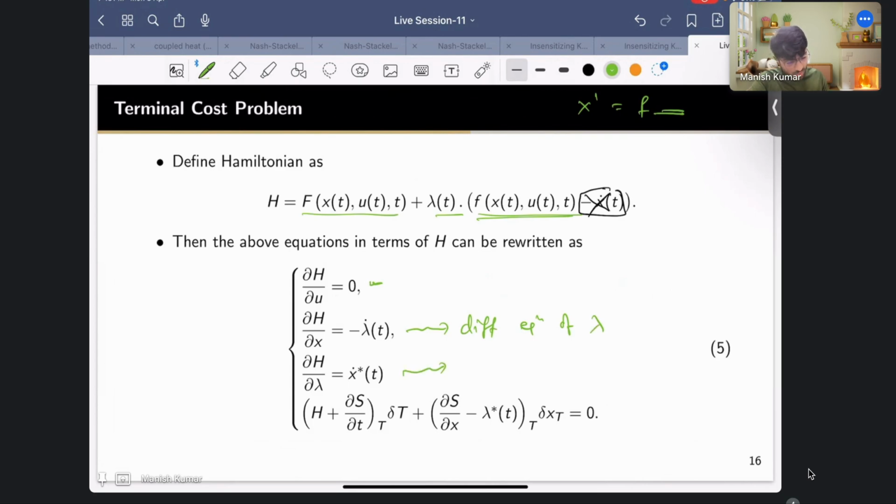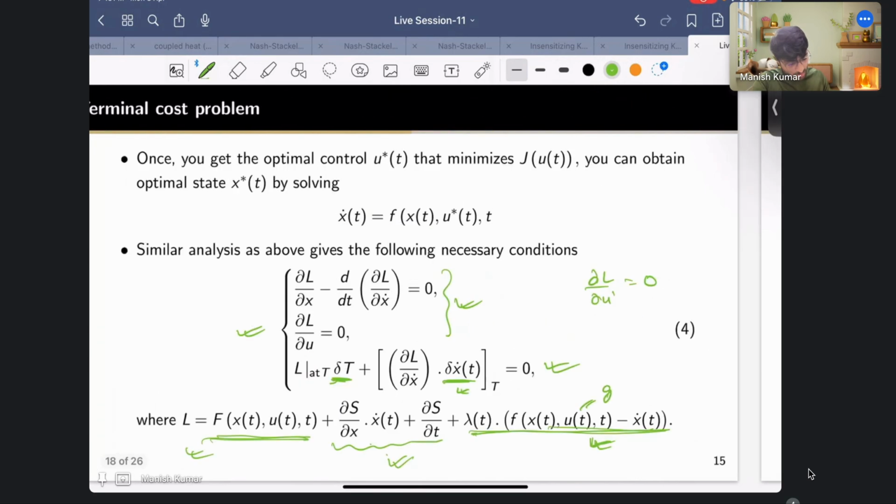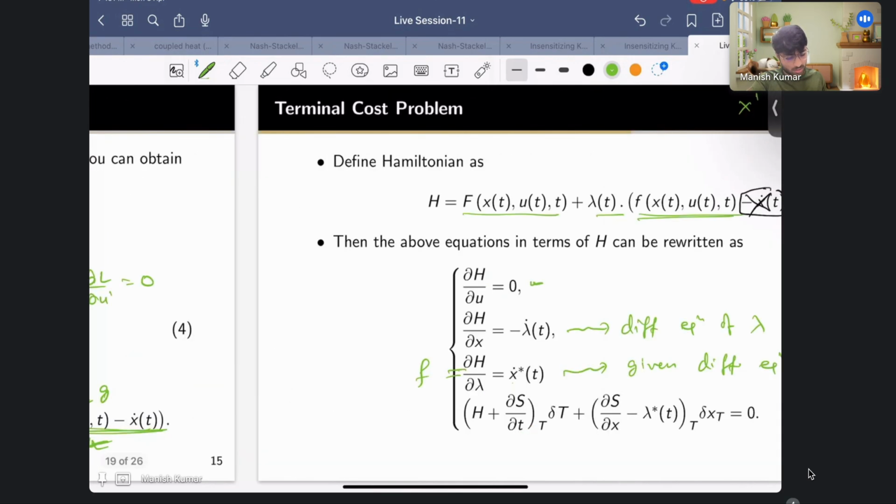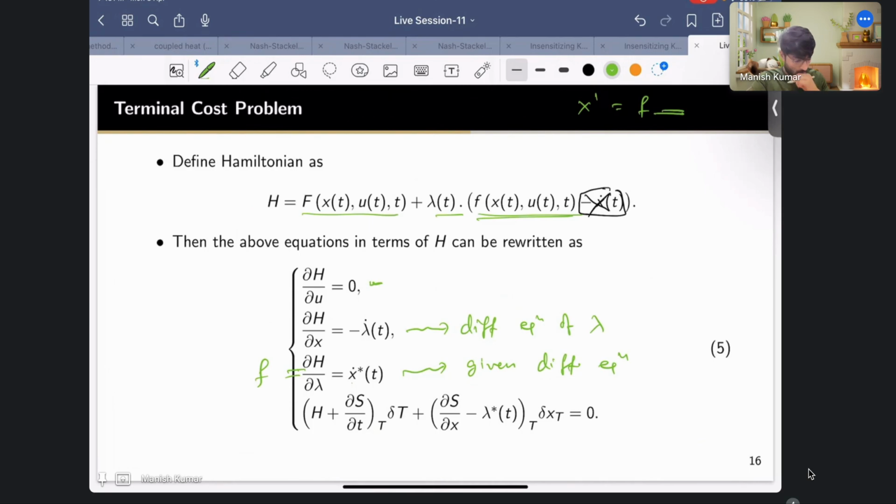You see this ∂H/∂lambda, if you do, you'll get f. So this is equal to x dot, which is the given differential equation. Here we used to write it as ∂L/∂lambda. In this case it's not there. Yeah, here also it should be. So ∂L/∂lambda is 0. So this is nothing but g equal to 0 in this case. So this represents the differential equation which is given to us. Here that condition translates in this form. So there will be no x prime here.